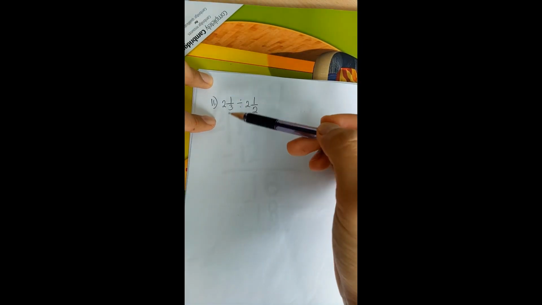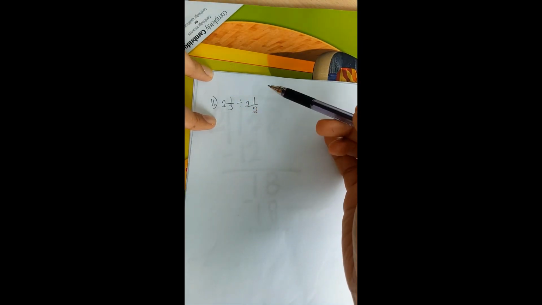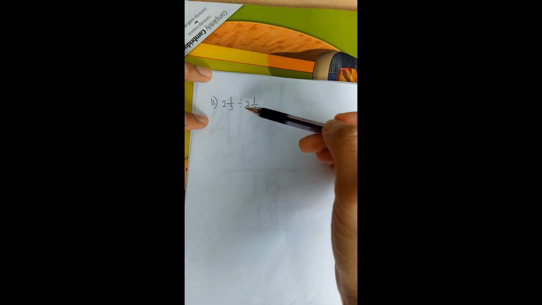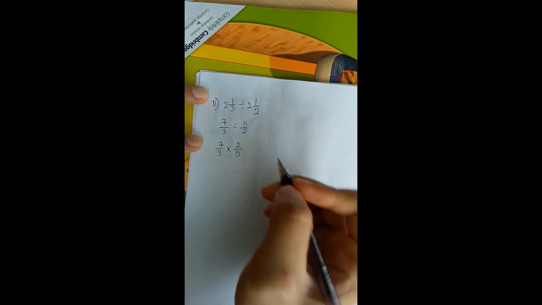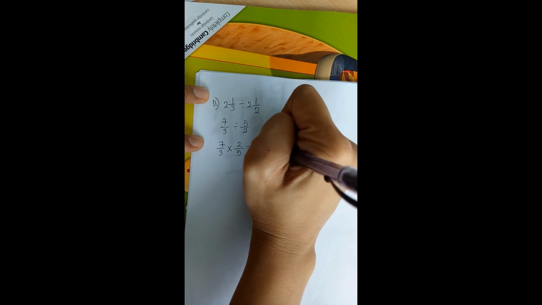Problem 11. 2 and 1/3 divided by 2 and 1/2. Convert them to improper fractions. Then flip one of the fractions, change the sign. Then multiply numerators and denominators. You get 14 over 15. This is our final answer.